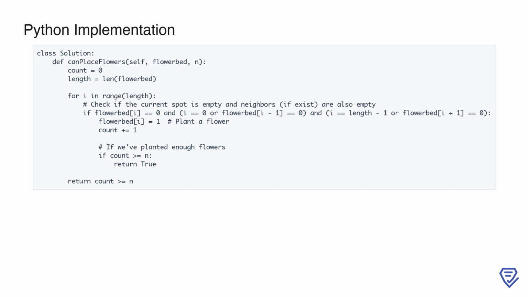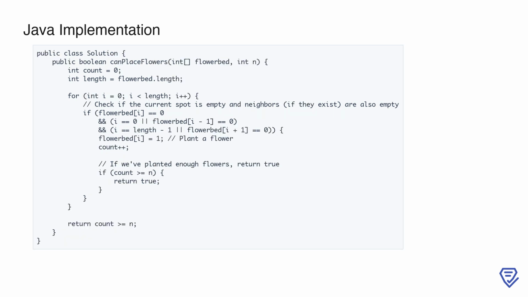This implementation is efficient and handles all edge cases, such as small arrays of length 1 or 2. Cases where n is 0 always return true. Arrays with no empty spots return false, and for fully empty arrays, plant as many flowers as possible. This is the Java implementation for LeetCode problem number 605, Can Place Flowers.